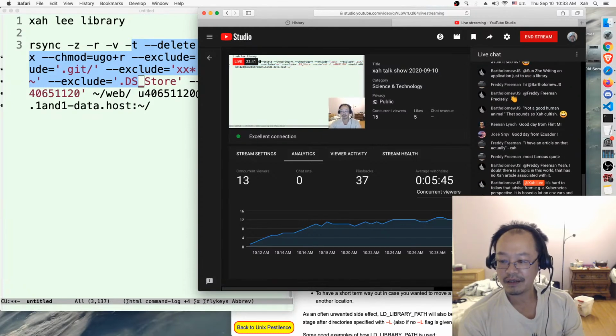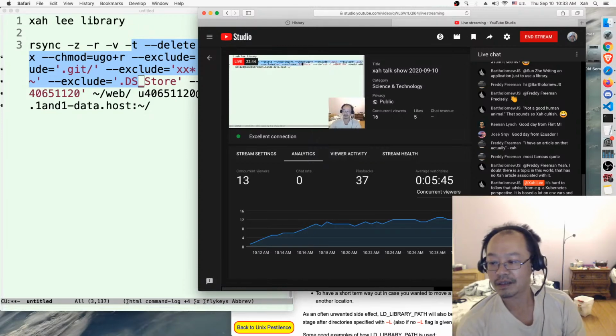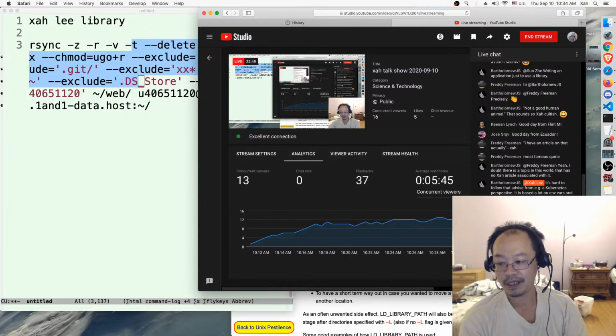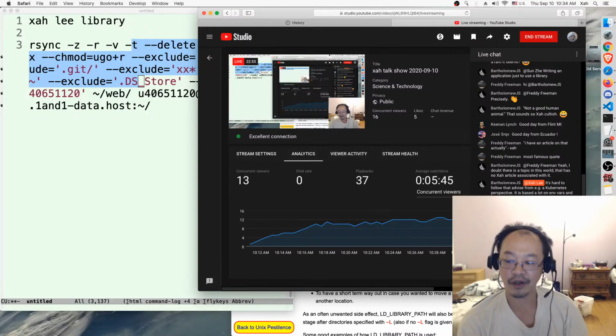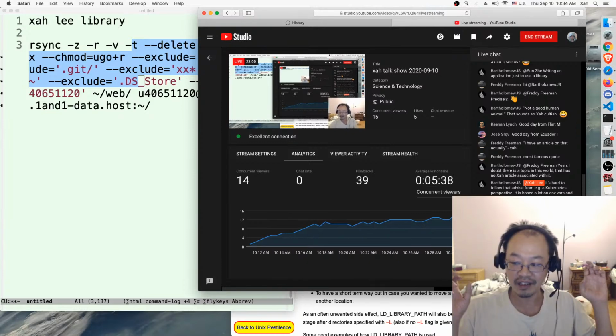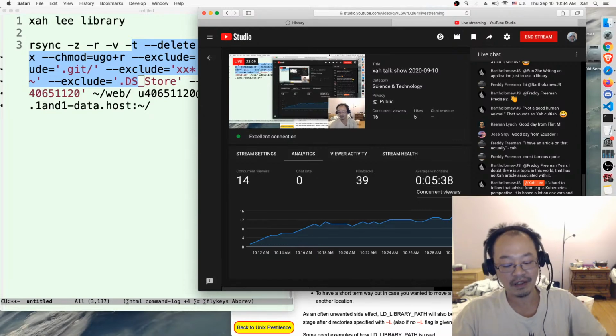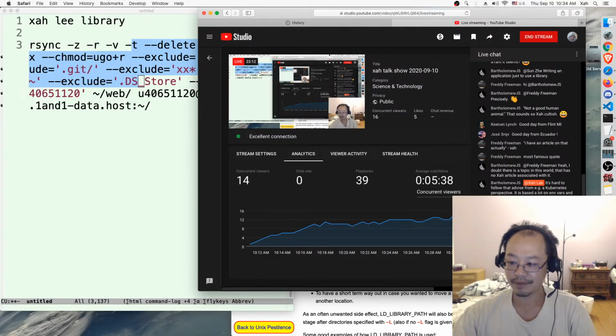So, Bob says it's hard to follow that advice from a Kubernetes perspective. It is based a lot on environment variables, and even if you don't use them, you still depend on constructs very similar to environment variables. Okay, that's a point. What do you mean by depends on constructs very similar to environment variables? What do you mean by similar? But essentially, you don't want global variables.